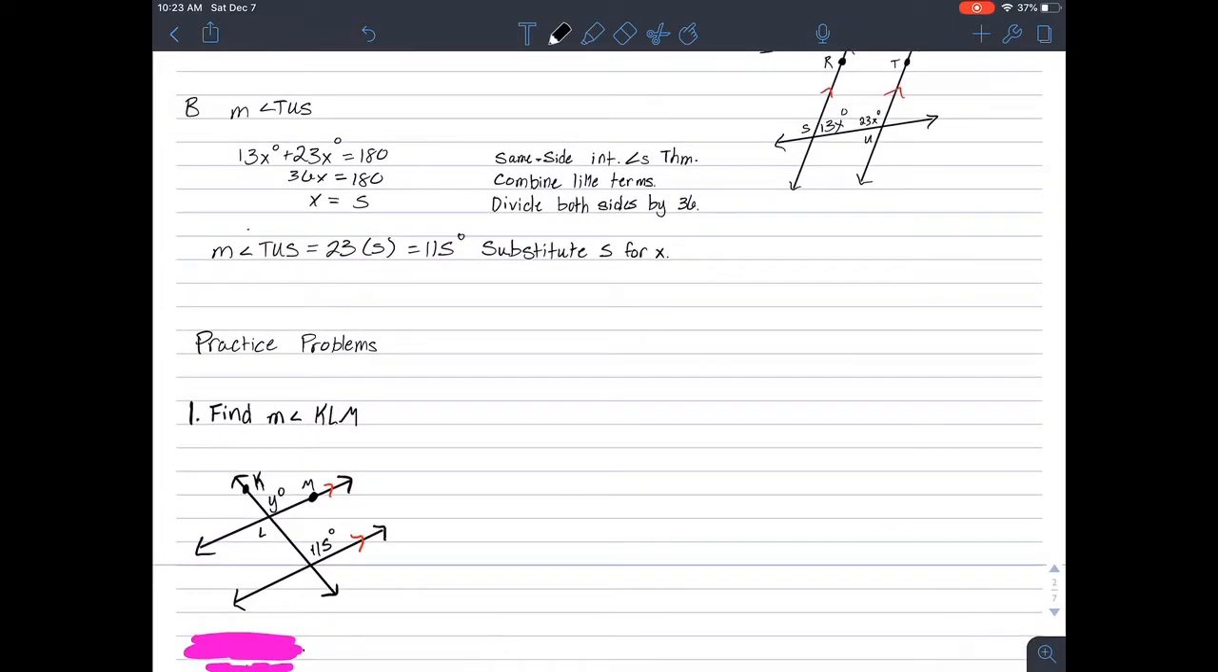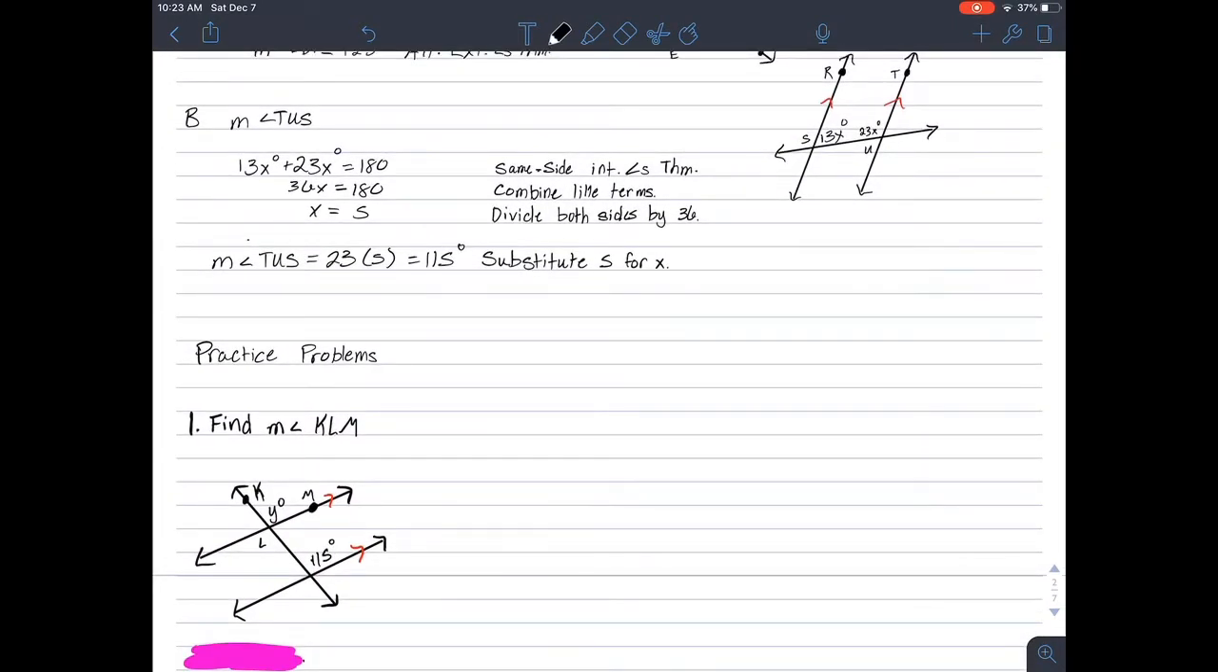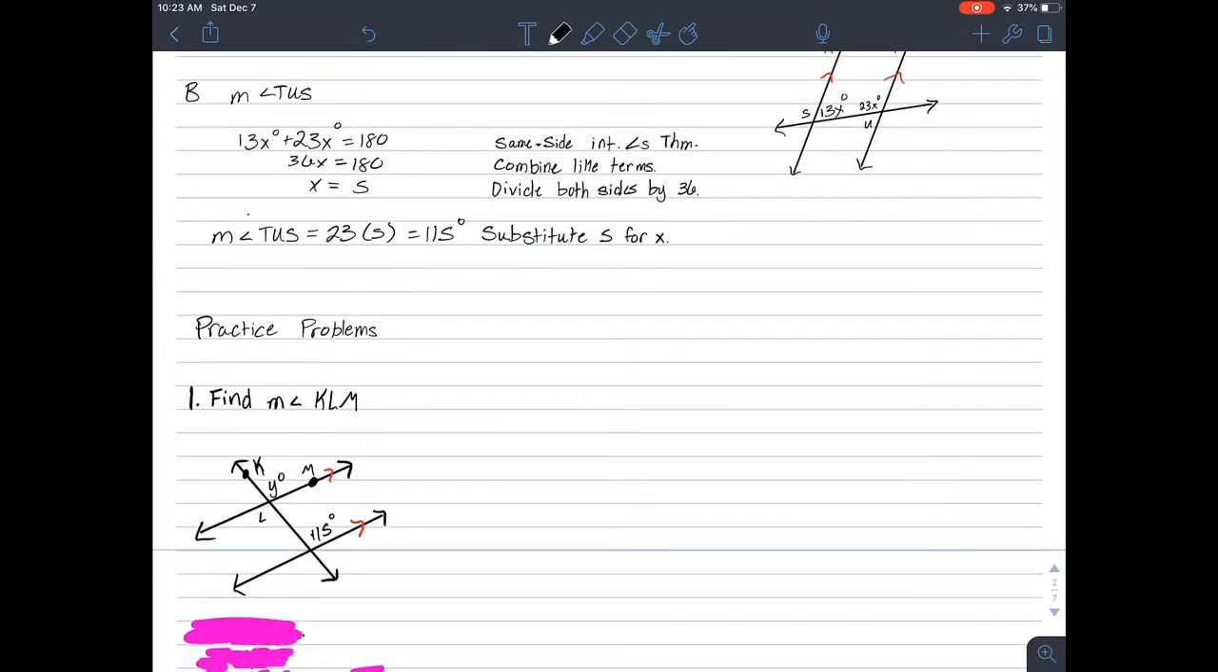In part B, we want to find the measurement of angle TUS. 13x plus 23x equals 180, according to the same side interior angles theorem. Then we combine like terms and end up with 36x equals 180. Then we divide both sides by 36 and end up with x equals 5. The measurement of angle TUS equals 23 times 5, which equals 115 degrees when we substitute 5 for x.